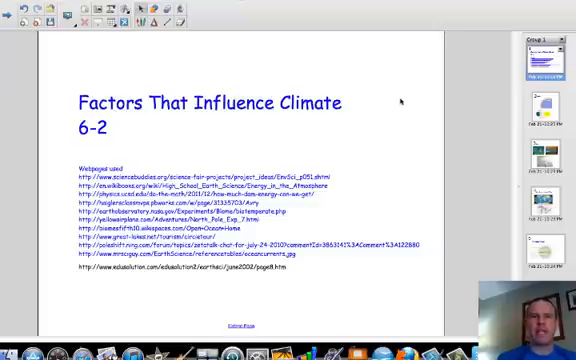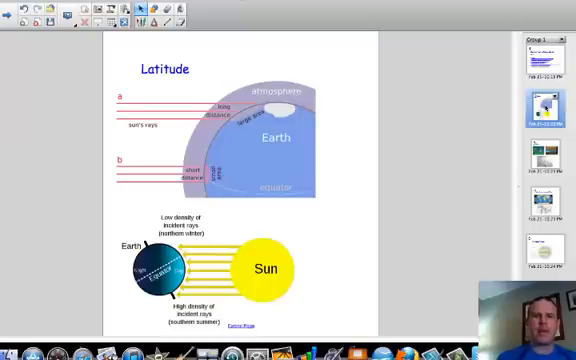Factors that influence climate, Unit 6-2. So we've read a little bit in our textbook and I've done a worksheet or two already in class on this. So I'm going to talk about some of the different factors that are going to influence the climate where you may live. One of the first ones is latitude, depending on where you live on the earth.